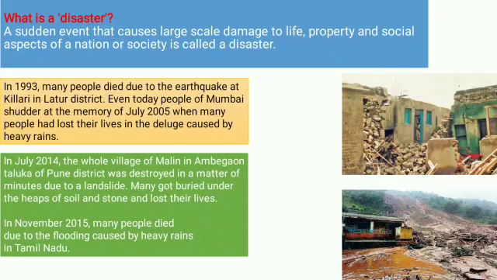In November 2015, many people died due to flooding caused by heavy rains in Tamil Nadu. All these three events are naturally occurring, but they are disasters. They are causing havoc, destruction, or damage to the life, property, and social aspect of a nation. That's why they are called disasters.